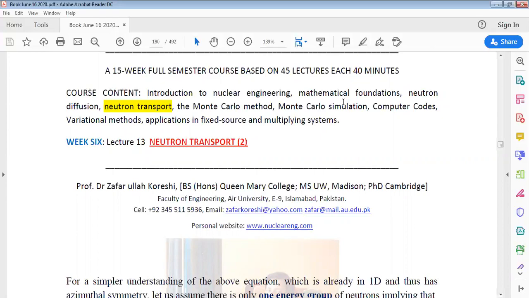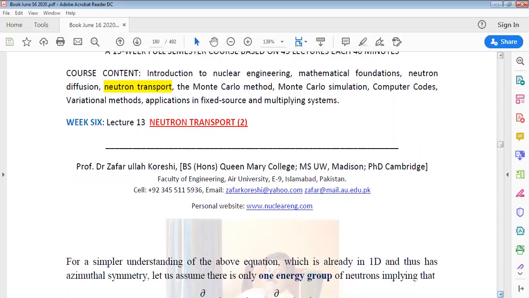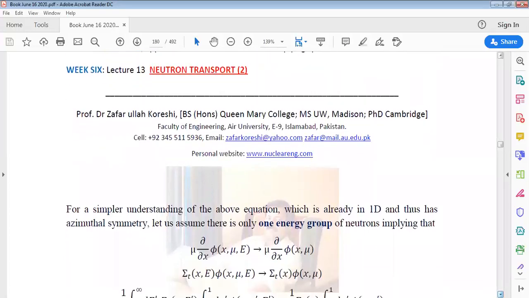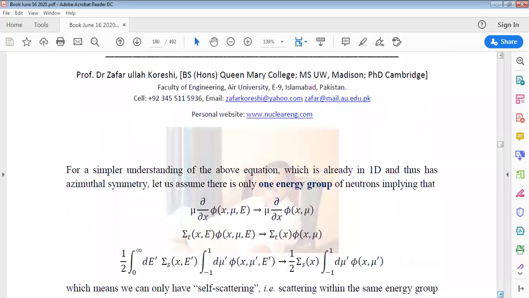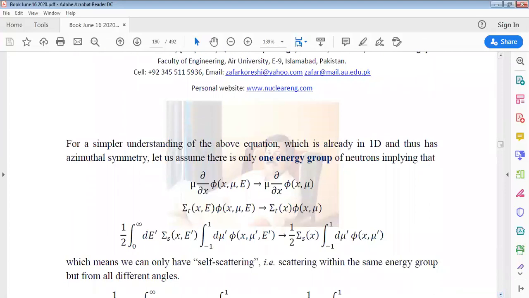Let's begin lecture 13, week 6, and this is the second lecture on neutron transport. I'll continue from where we finished in lecture 12. We had started the one-speed neutron transport equation, where we had integrated over the energy to reduce the number of independent variables from 3 to 2.